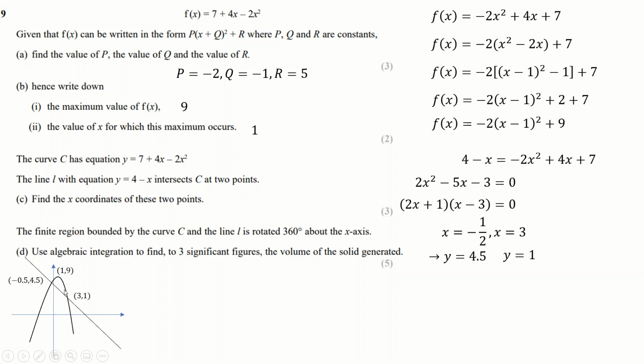I'm looking for this volume here. When I rotate this around the x-axis, I'm looking for the volume that this bit makes. So let's integrate this curve, which is the first one, between 3 and 1. Sorry, 3 and -0.5. Times it by pi, and of course square the function, because a volume of revolution is pi times y squared, integral of y squared dx.